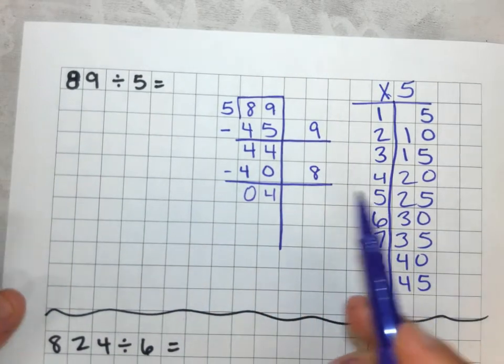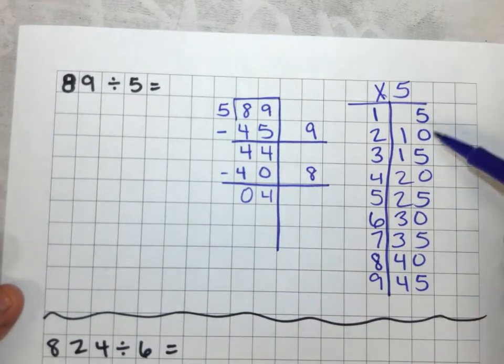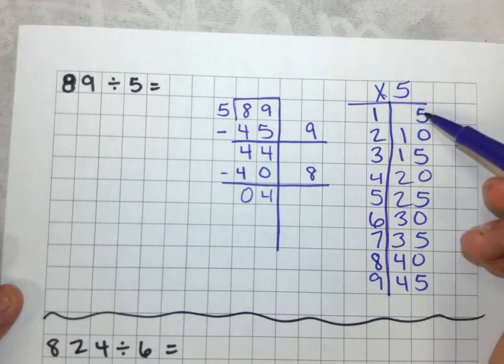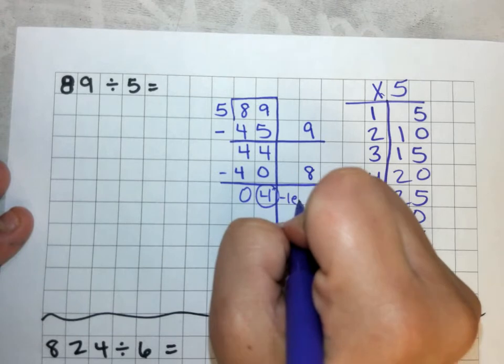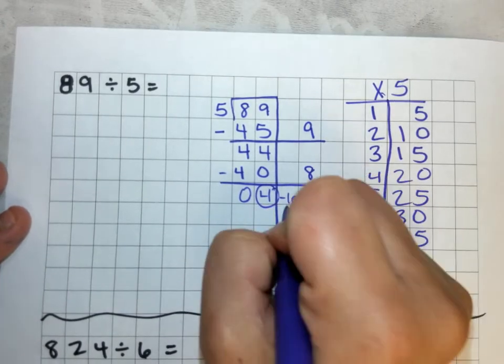I'm looking now for a number smaller than 4. I do not have one. My lowest number is a 5. So now I know that this is going to be my leftovers, or my remainder.